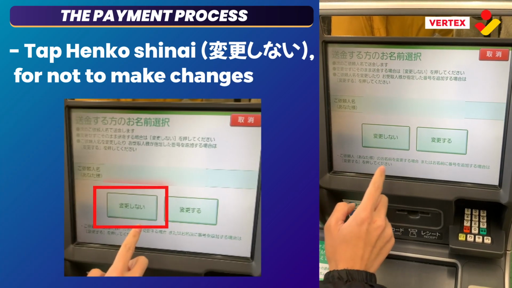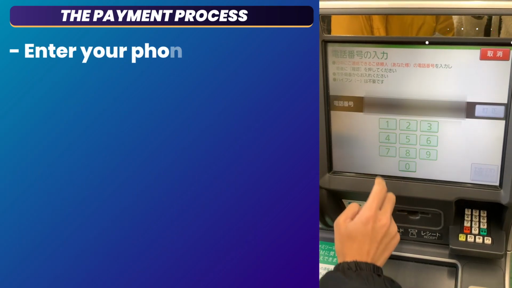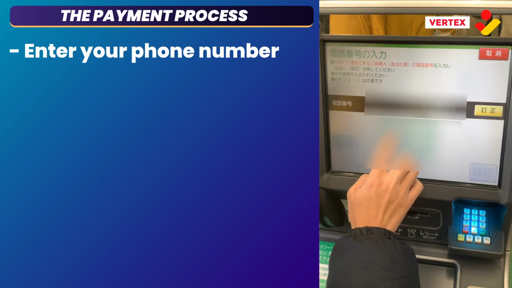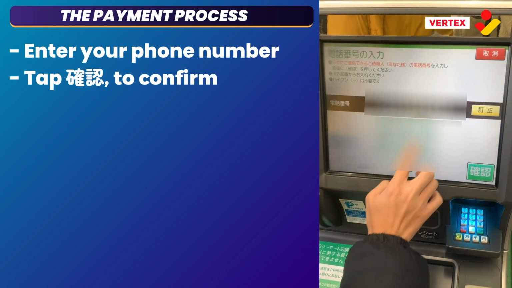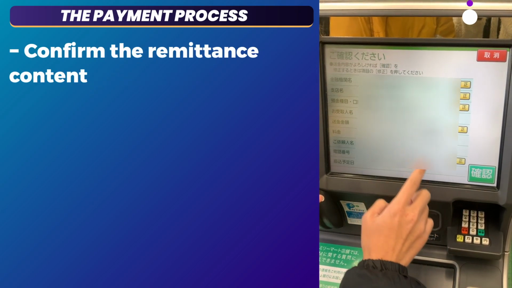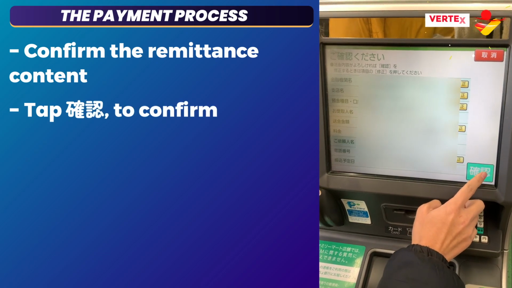Tap Henkou Shinai. Enter your phone number. Tap confirm. Confirm the remittance content. Tap confirm.